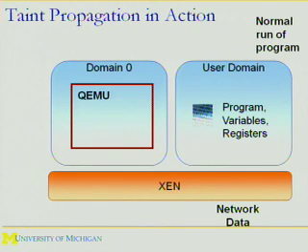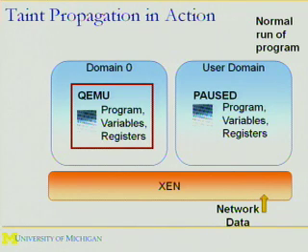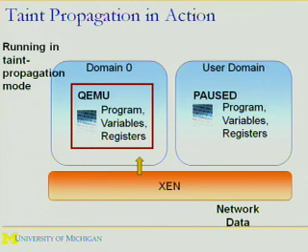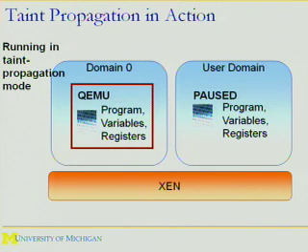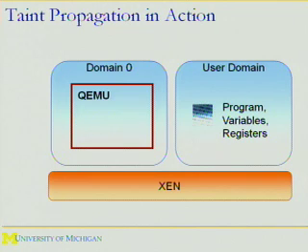So if a network connection comes along and tries to send in data, Xen will mark this value as tainted, and all values and registers in domain U will be copied over after the domain is paused. Once these values are copied over into domain 0, where we have QEMU running, QEMU will monitor in taint propagation mode to see if the tainted variable is ever used in an inappropriate way. So, for example, memory accesses or instruction execution. If so, a signal is sent back to the developer and a vulnerability is marked. If not, the program will return to normal operation in the user domain after a marked period of time, and normal operation will resume.